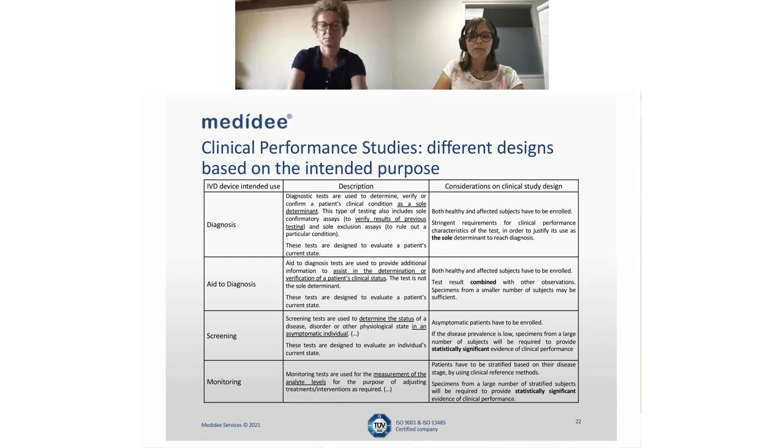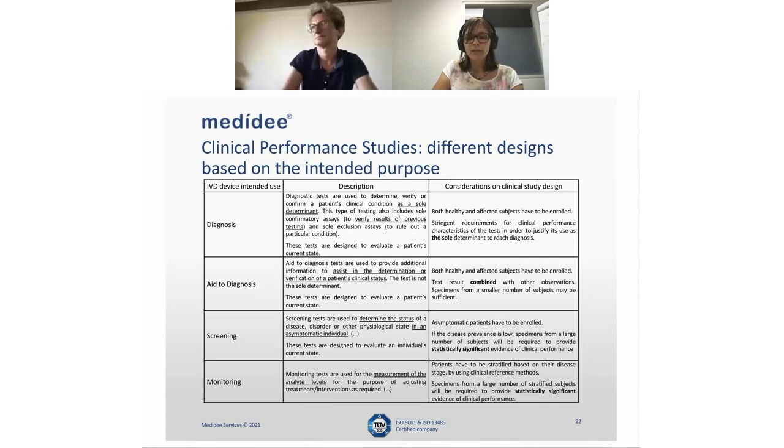As we can see here, for example, in this little table, whenever we consider diagnosis as an intended use, you will need to have way more data, or the requirement on your data will be more stringent, because in the end, as intended use, it is the sole purpose for diagnosis of a particular patient. When it's aid to diagnosis, you might need fewer samples, because the results of your test will always be combined with other observations or other ways of assessing the patient.